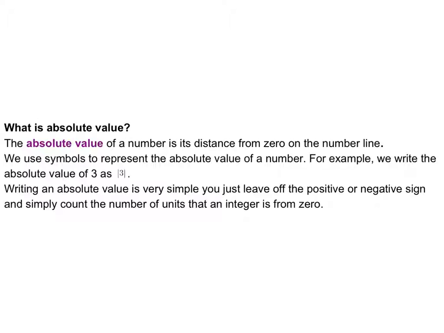You just leave off the positive or the negative sign and simply count the number of units that an integer is from 0. Okay? So basically, when you're writing it, you just write it as a positive. So the absolute value of 4 is 4. The absolute value of negative 5 is 5, and so basically just write it as a positive number.